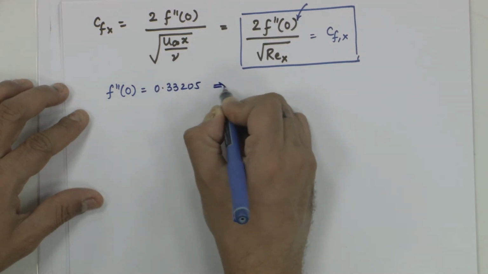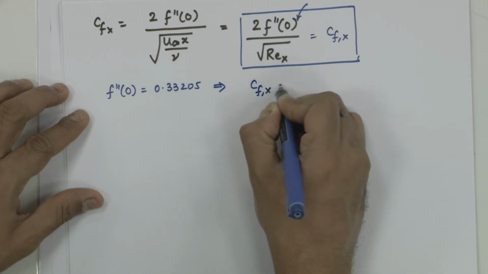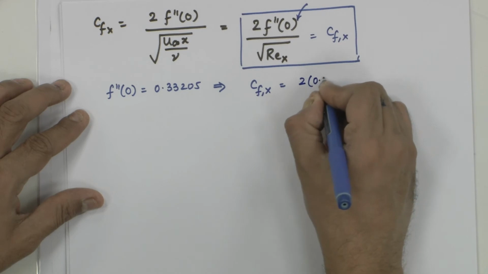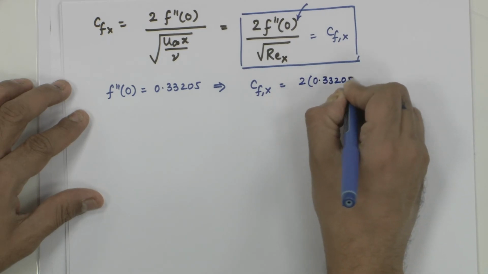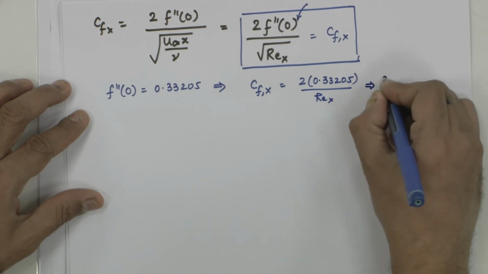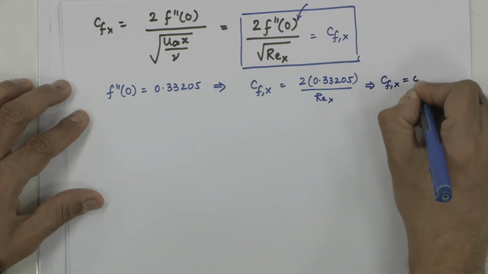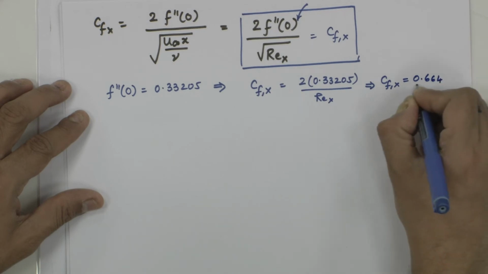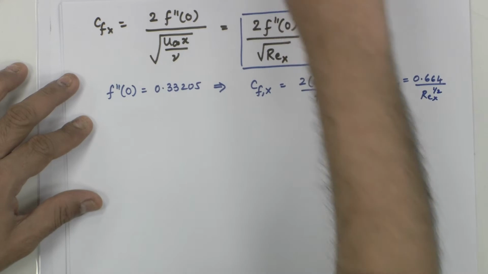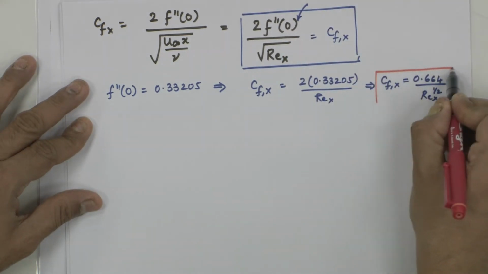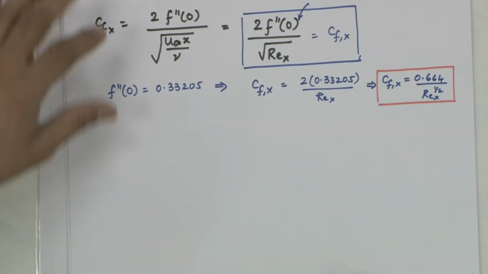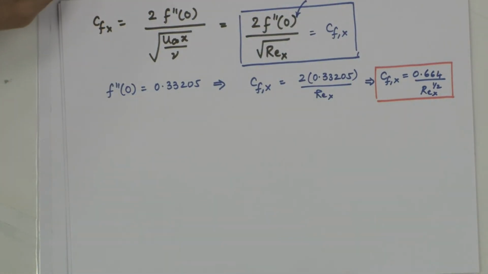If I substitute for that, f double prime of 0 is 0.33205. This implies the local coefficient of friction comes out to be 2 times 0.33205 divided by Re_x to the power half, which implies Cf of x is 0.664 divided by Reynolds number to the power 1/2. Coefficient of friction is known, therefore shear stress and hence the drag force can be obtained.